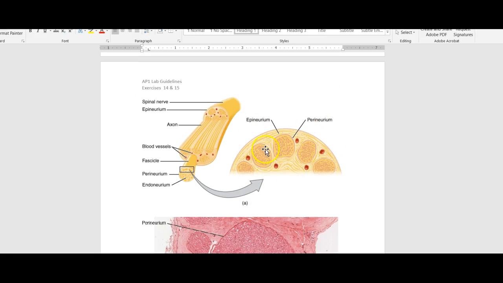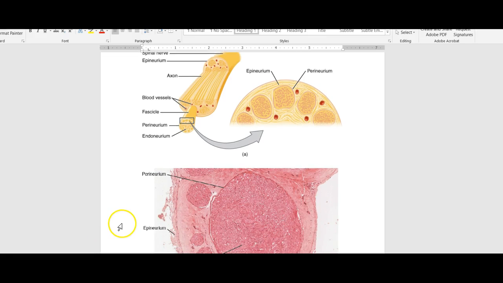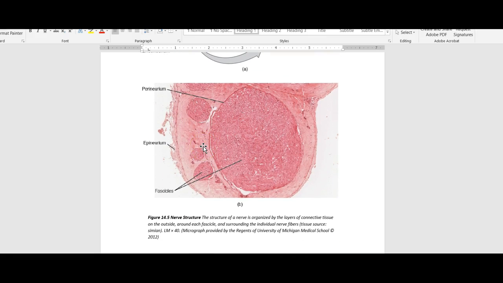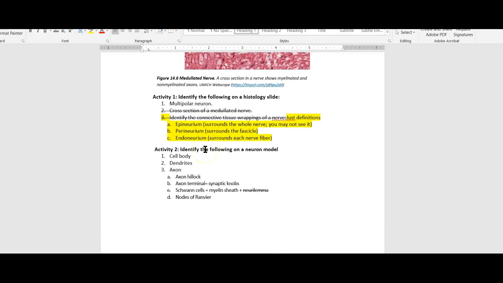And then if you zoom into one individual fascicle, and now that's an axon, that's an axon. Oh no, I'm sorry. Where the heck is it? There's your endoneurium there. They don't do a good job of showing you endoneurium. They should have a blow up of a fascicle so you can see endoneurium. But endoneurium would be the connective tissue around each individual axon or nerve fiber, but these are all bad pictures. So just know the definitions is what it boils down to.